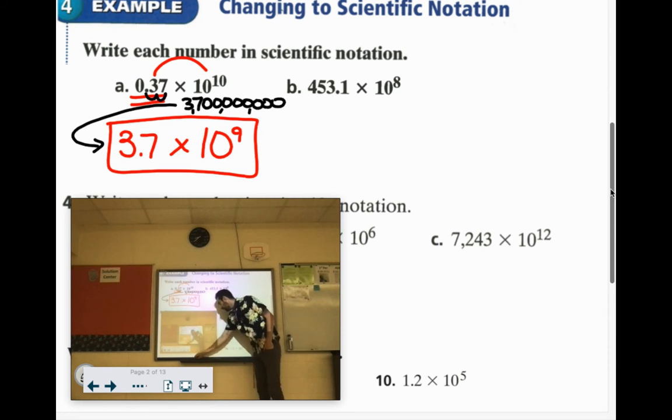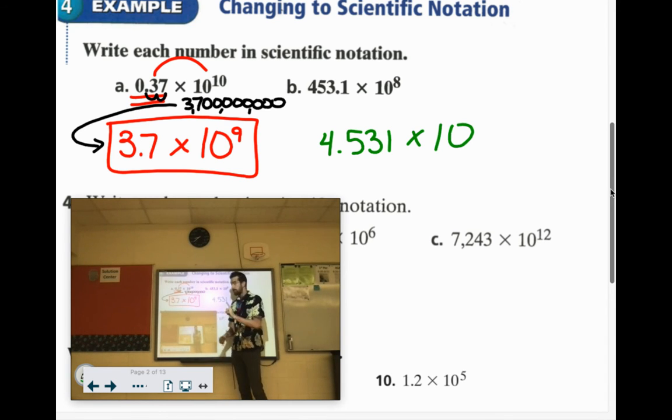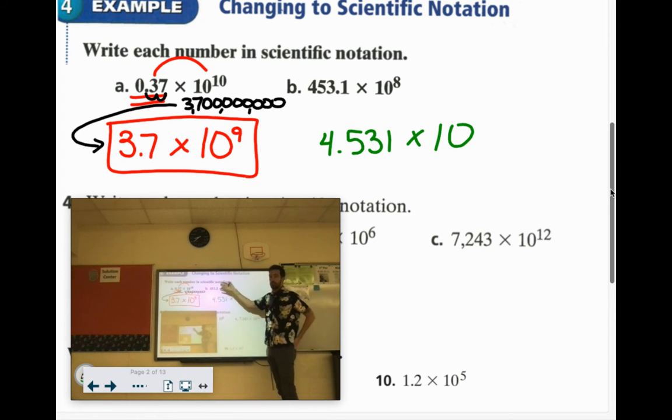453.1. We know that 453.1 should be 4.531. Now we had to make that smaller twice. Because if it was 45, we would only have to make it smaller once. But here it's 453. We had to do it 2 times. So because we made that smaller twice, we have to make the exponent larger twice. So 8 plus 2 would be 10.